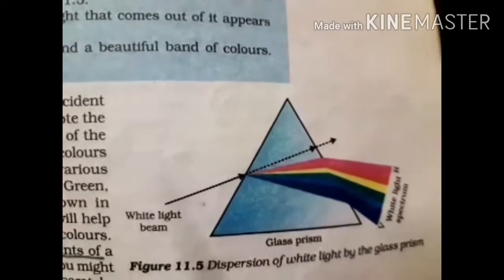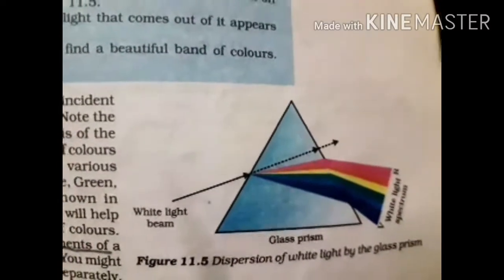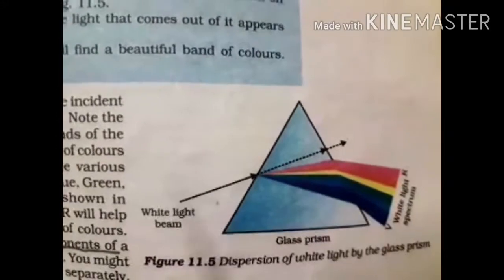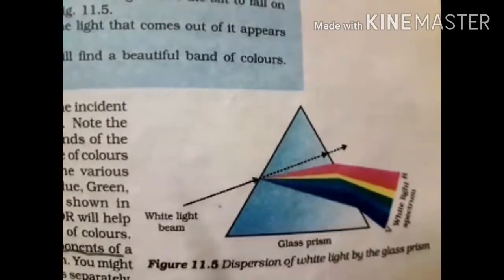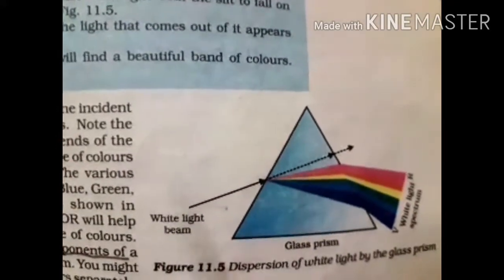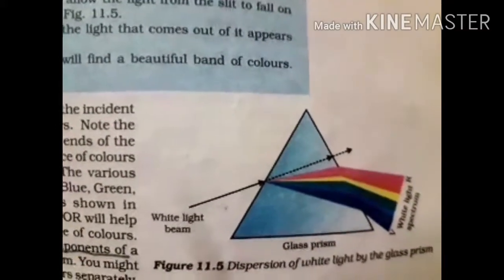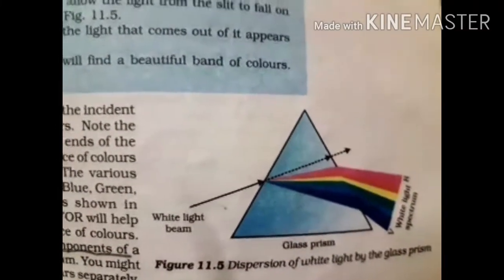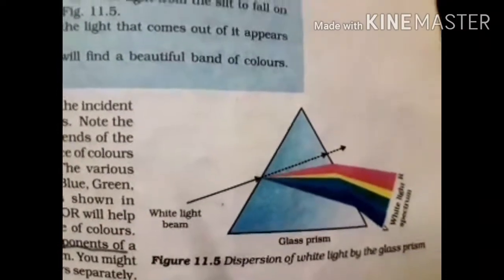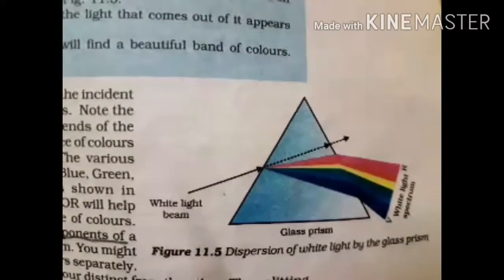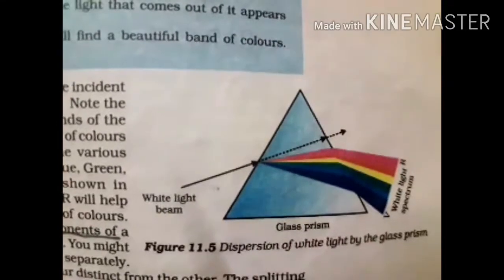Students, in my previous video I explained the dispersion of light through a glass prism. My dear students, dispersion does not only occur through a glass prism, but also in nature. Might you have seen a rainbow in the sky?